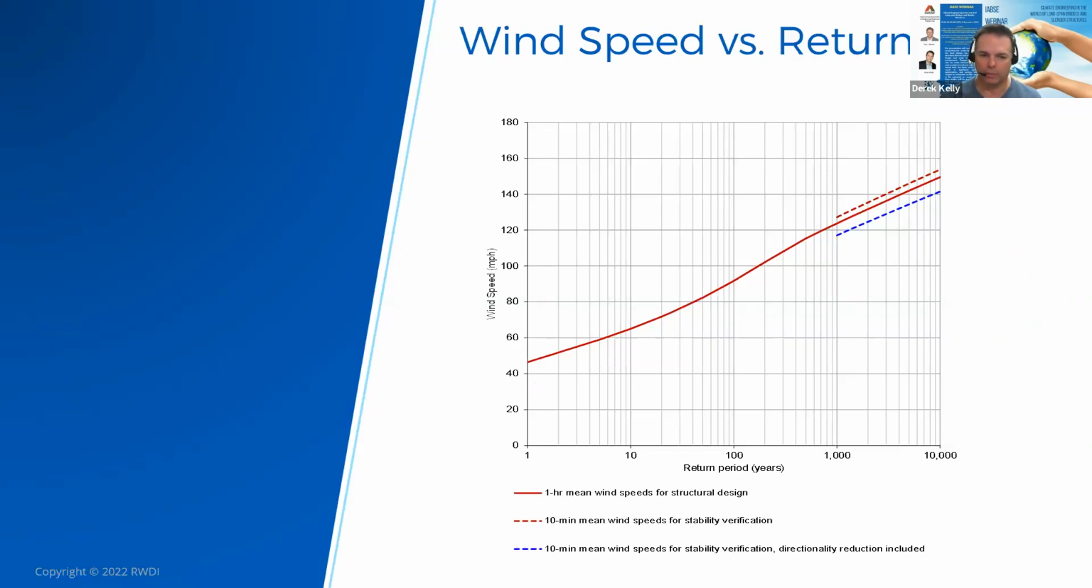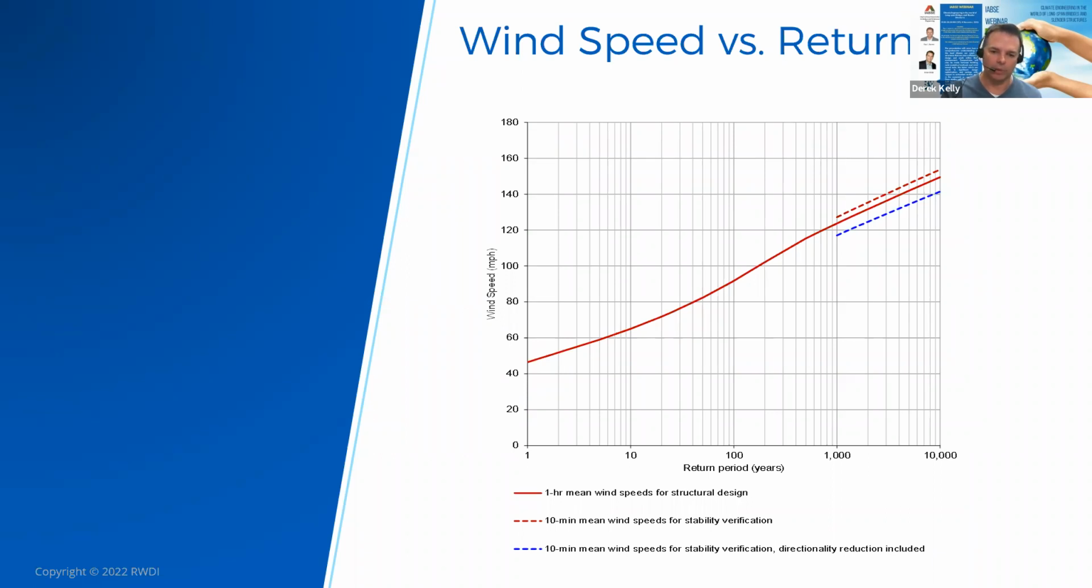And again, this kind of describes, at least when we see it, what is the strength of the wind and how often does it occur? So the red line is a 1 hour mean. That's just the average wind speed averaged over an hour period. And then this is actually for a bridge.